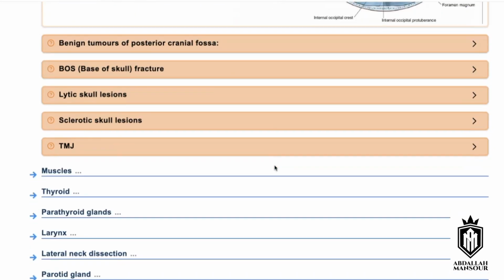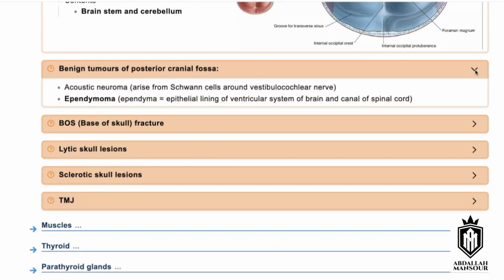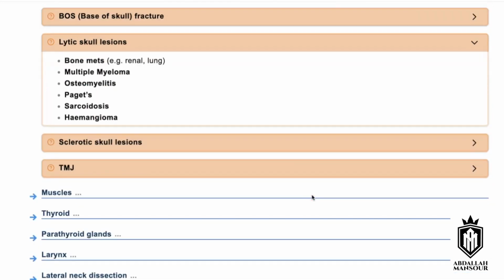Can you tell me about lytic lesions, causes of lytic lesions in the skull? It's caused by osteolytic, mainly multiple myeloma, sarcoidosis, and yeah, lots of them. Bone metastasis, multiple myeloma, osteomyelitis, Paget's disease, sarcoidosis, and hemangioma as well.